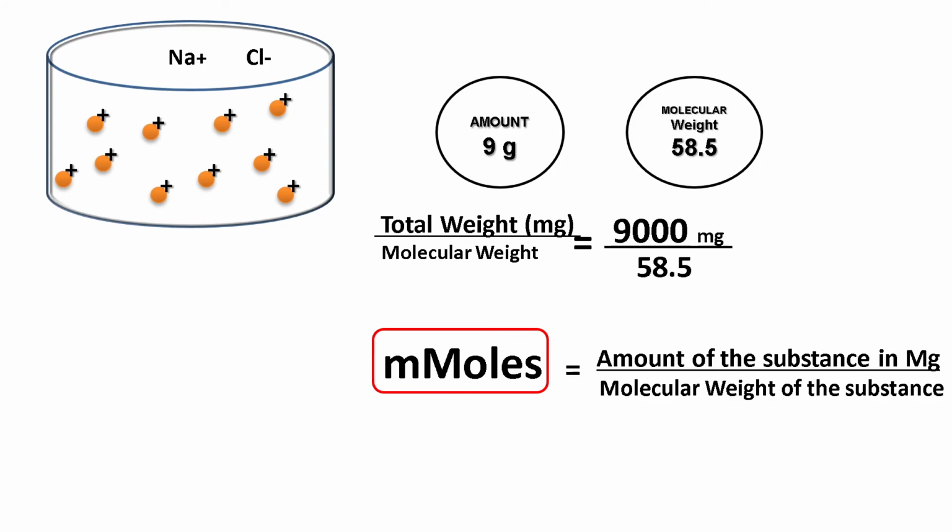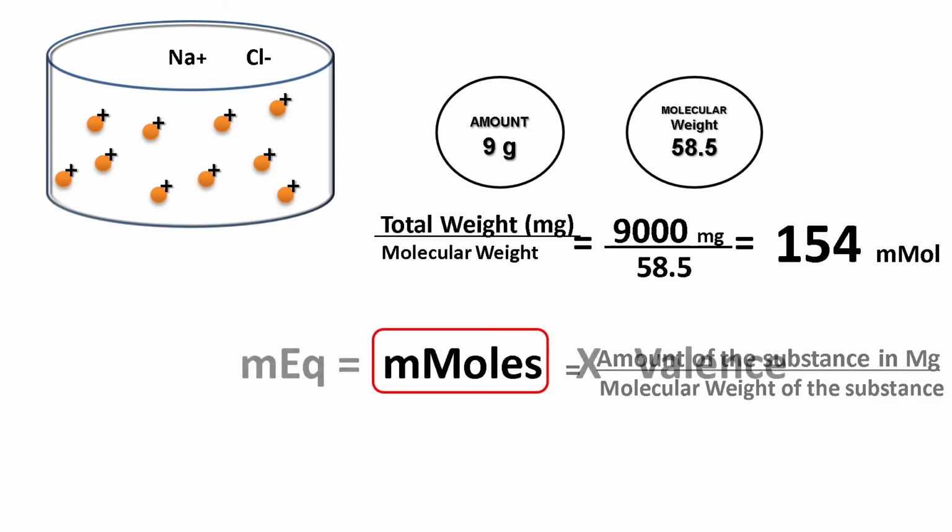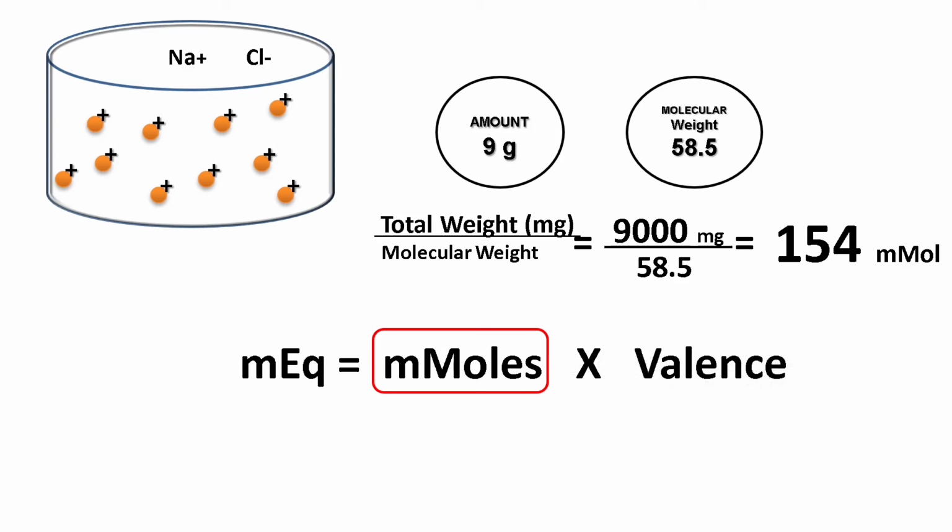So total weight is 9000 milligram. We have converted 9 grams to 9000 milligram here, divided by the molecular weight 58.5. And the answer is 154 millimoles. So it means 9 grams of sodium chloride is equal to 154 millimoles.